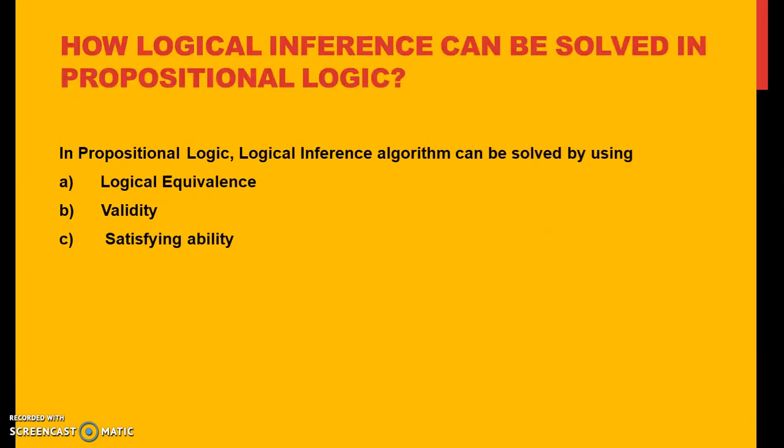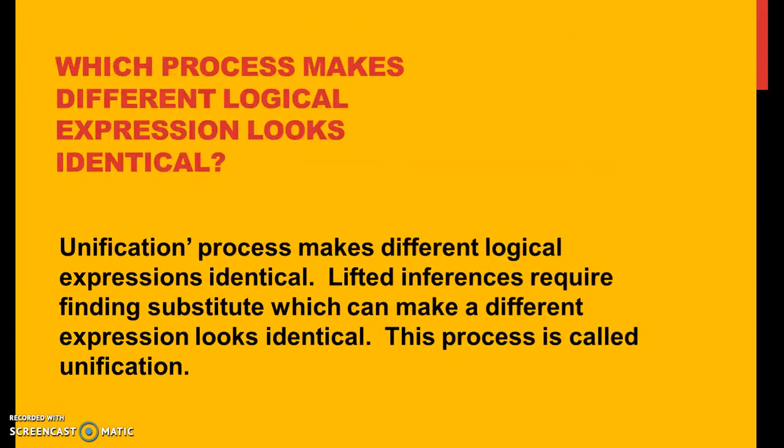How can logical inference be solved in propositional logic? In propositional logic, the logical inference algorithm can be solved by using logical equivalence, validity, and satisfiability. Which process makes different logical expressions look identical? The unification process makes different logical expressions identical. Lifted inference requires finding a substitution which can make different expressions look identical. This process is called unification.